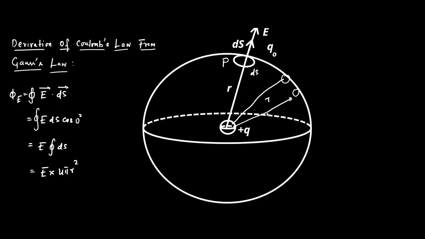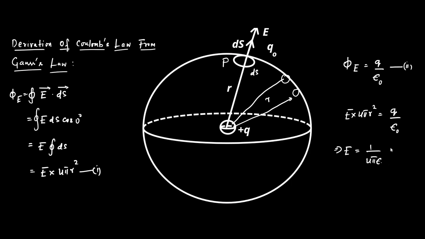Now, according to Gauss law, electric flux phi E is equal to Q by epsilon 0. Epsilon 0 is absolute permittivity or permittivity of free space. So from this equation 1 and this equation 2, we get that E into 4 pi r square is equal to Q by epsilon 0. So that implies the electric field at point P is equal to 1 by 4 pi epsilon 0 Q by r square, which is the expression of electric field.